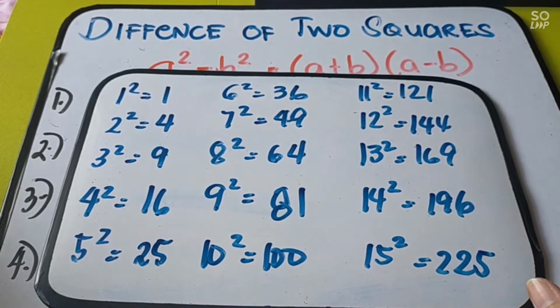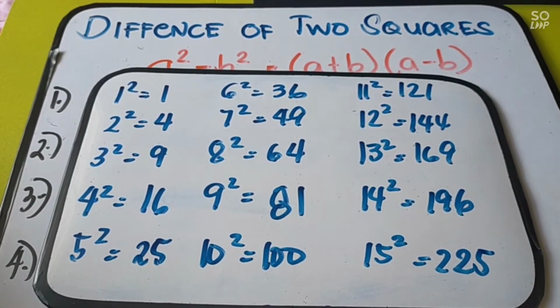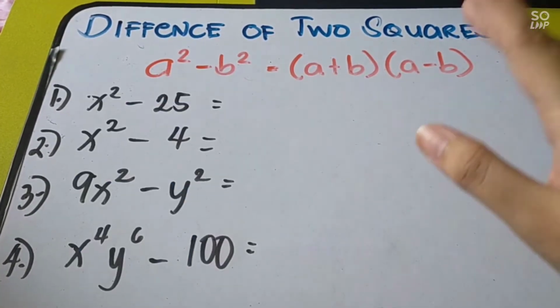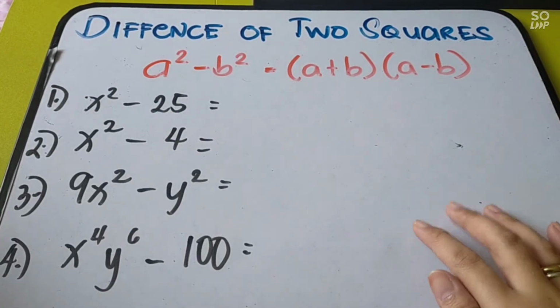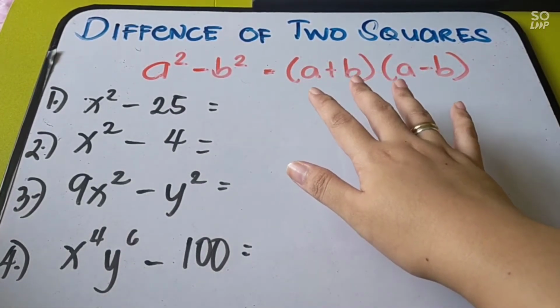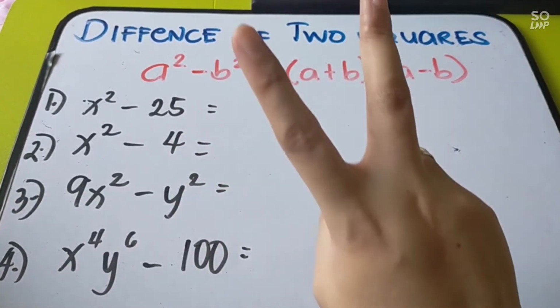So, kailangan familiarize ka dun sa mga perfect square number para alam mo kung gagamitin mo si difference of two squares. Is it clear? Since alam nyo na yung mga perfect square numbers, so, paano mo determine kung ang gagamitin mo ay this kind of factoring? If and only if we have a binomial.